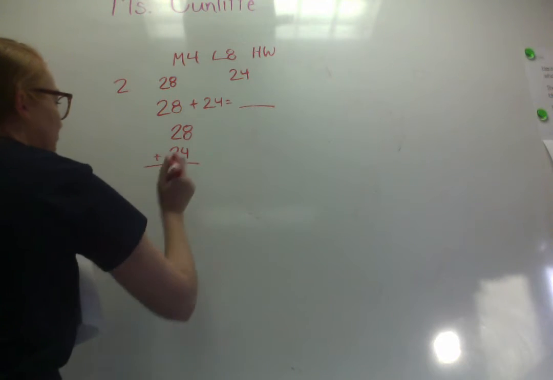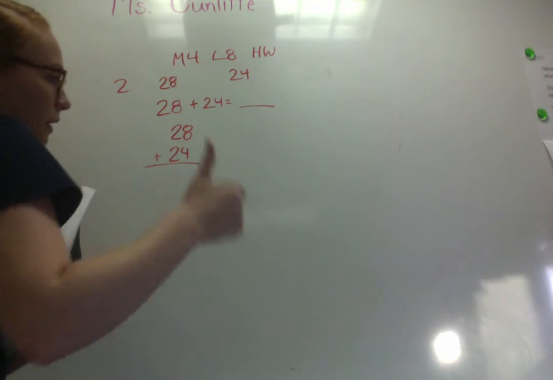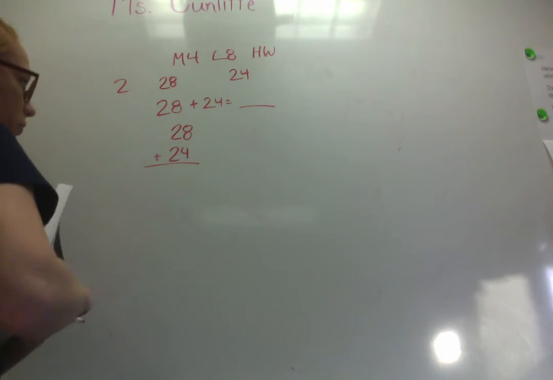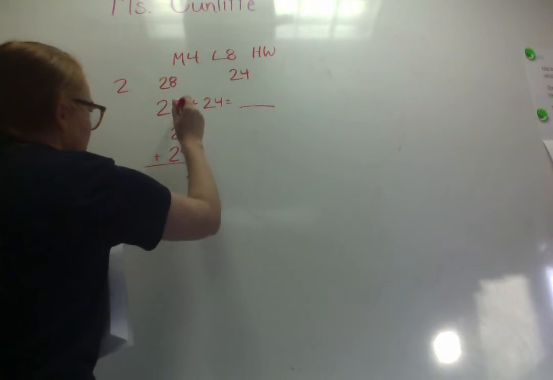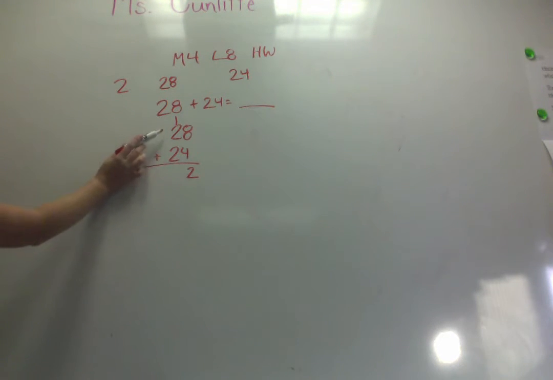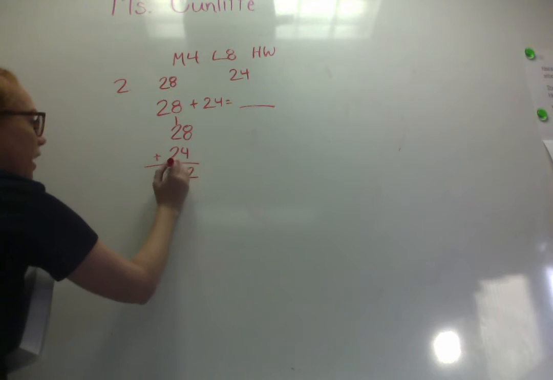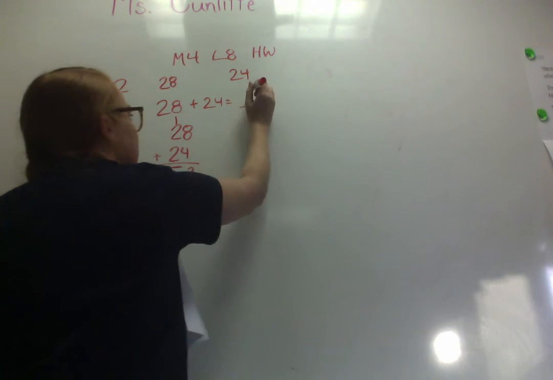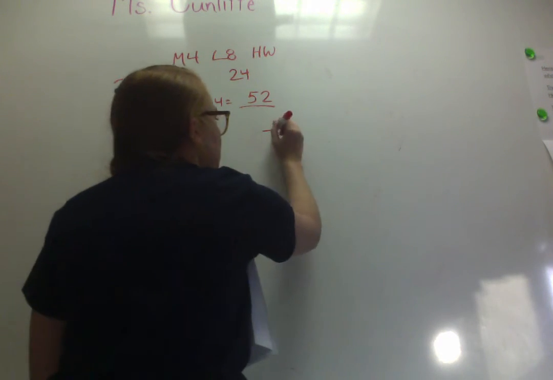Add them up. 8 plus 4, 8 in your head. 9, 10, 11, 12. 1 plus 2 is 3. 3 plus 2 is 5. Put it up here to save it. Now do your place value chart.